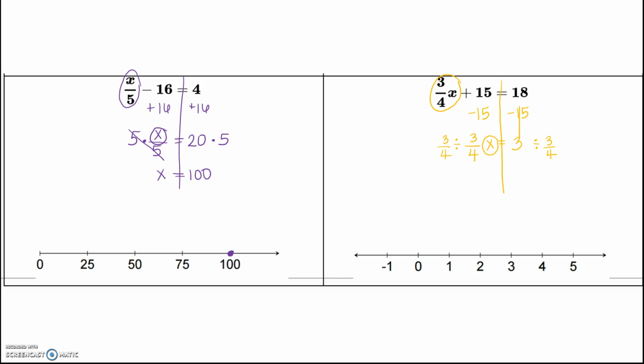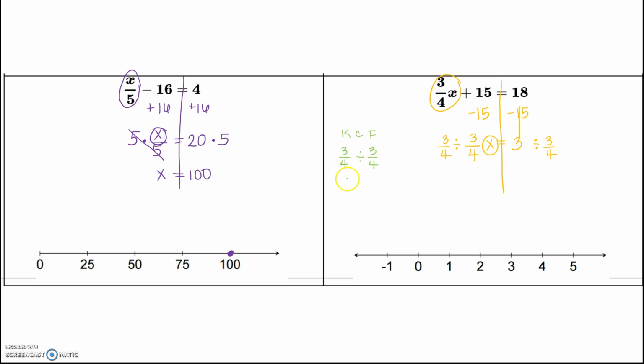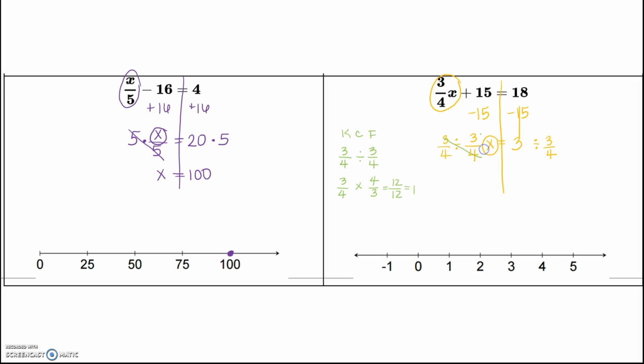Okay, so just a little reminder about fraction division, off to the side. If I have 3/4 divided by 3/4, well, when you divide fractions, you keep, change, flip. So I'm going to keep my first fraction, change to multiplication, and flip it. So if I did it this way, 3 times 4 is 12, 4 times 3 is 12, 12 divided by 12 is 1. Darn it, sorry. So that's how this cancels.